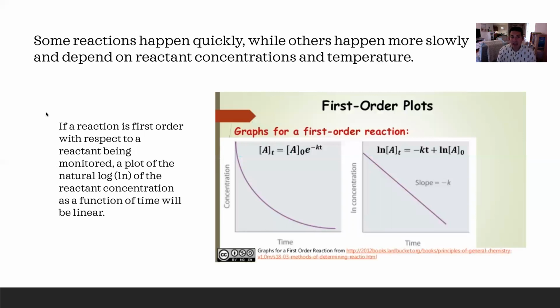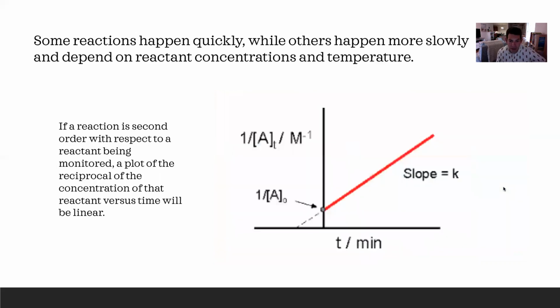All right, so if a reaction is first order with respect to a reactant being monitored, a plot of the natural log of the reactant concentration as a function of time will be linear. So this is the integrated rate law. It's something that's listed in the reference sheet. What I need you to know is if you ever see the natural log of concentration versus time producing a straight line, you know the reaction is first order. We're always looking for the straight line here. So ln of concentration versus time always will happen for a first order reaction, and it will be downward sloping for those first order reactions.